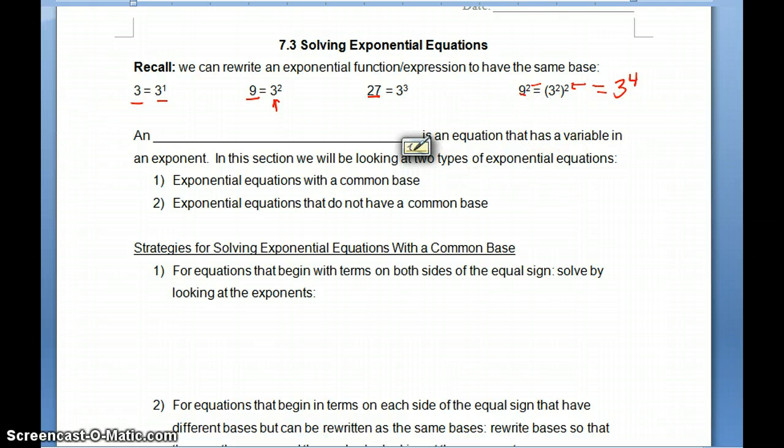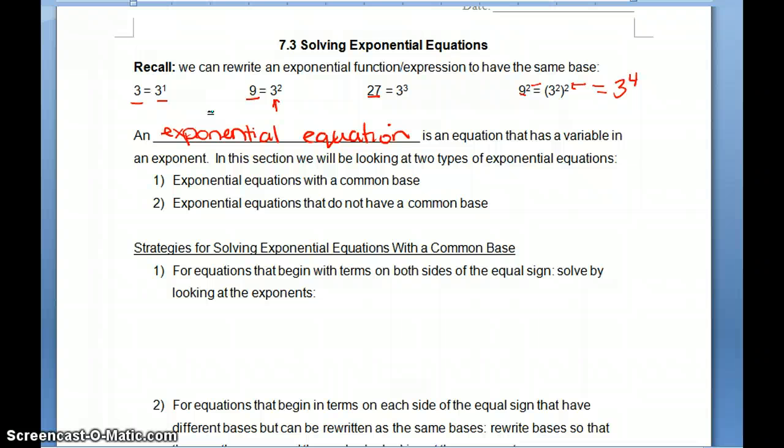So, an exponential equation is an equation that has a variable in an exponent. Okay, so I'll repeat that. An exponential equation is an equation that has a variable in an exponent. So in this section, we're going to look at 2 different types of exponential equations. Our first one will be when we have common bases. That makes life a whole lot easier. But in number 2, life's not going to be so easy. We're going to have to deal with equations that don't have common bases. So we're going to look at some strategies about how to go about solving that.